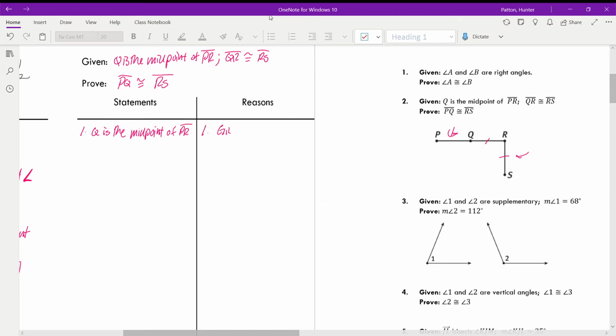This is by given. Alright, now if I know that Q is the midpoint of PR, then I know that since Q is directly in the middle of PR, these two segments, PQ and QR, have to be congruent, meaning that their lengths are equal. So the next statement we will say is that PQ is equal to QR. That comes directly from the fact that Q is the midpoint of PR. Since I used statement 1, and statement 1 said that Q is the midpoint, this comes directly from the definition of midpoint.